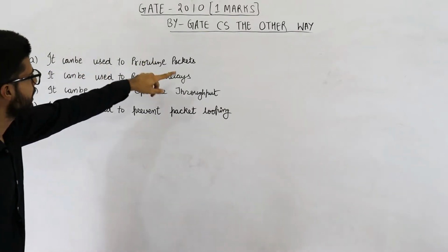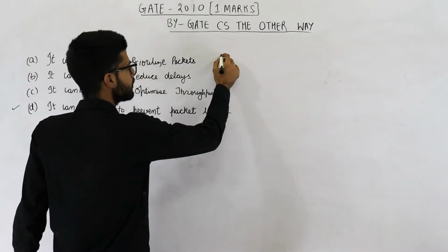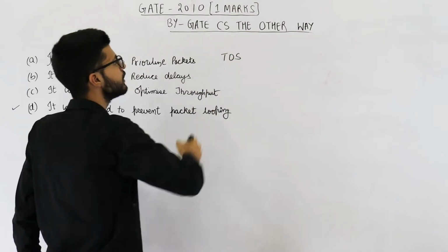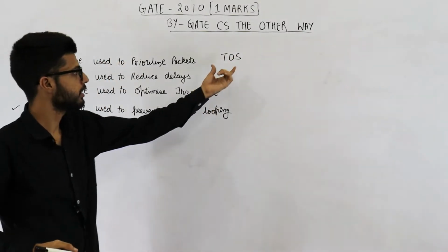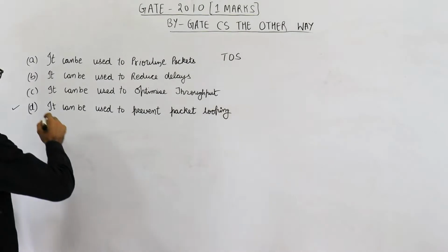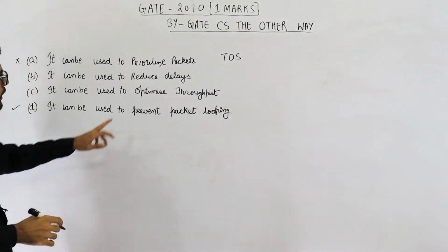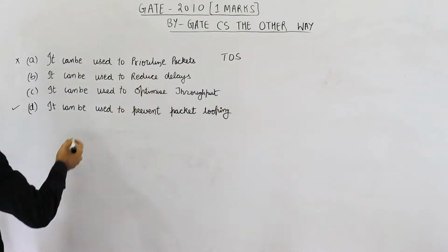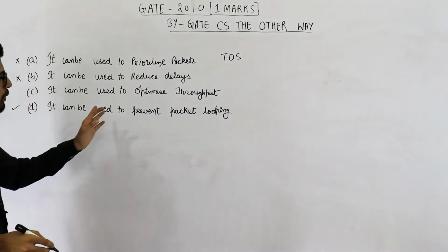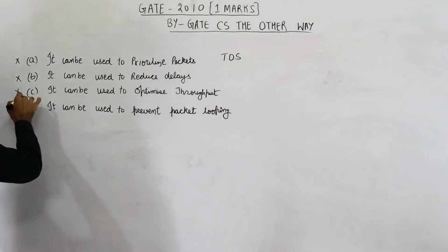It can be used to prioritize packets. No, we have the type of service field for this purpose. The TOS field is used for prioritizing packets. This one is wrong. Then, it can be used to reduce delays. Surely it is also wrong. Optimize throughput. No, it's not at all possible.